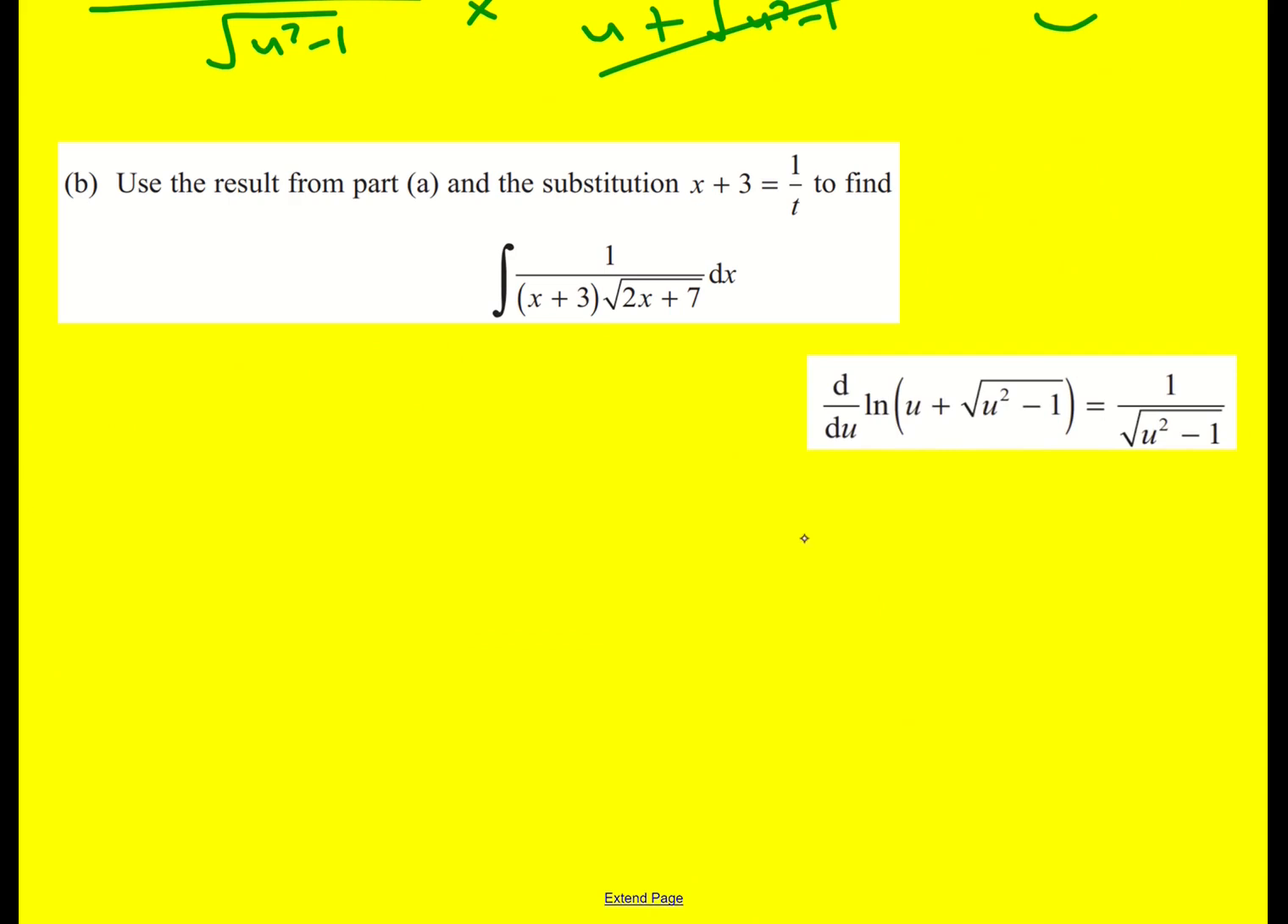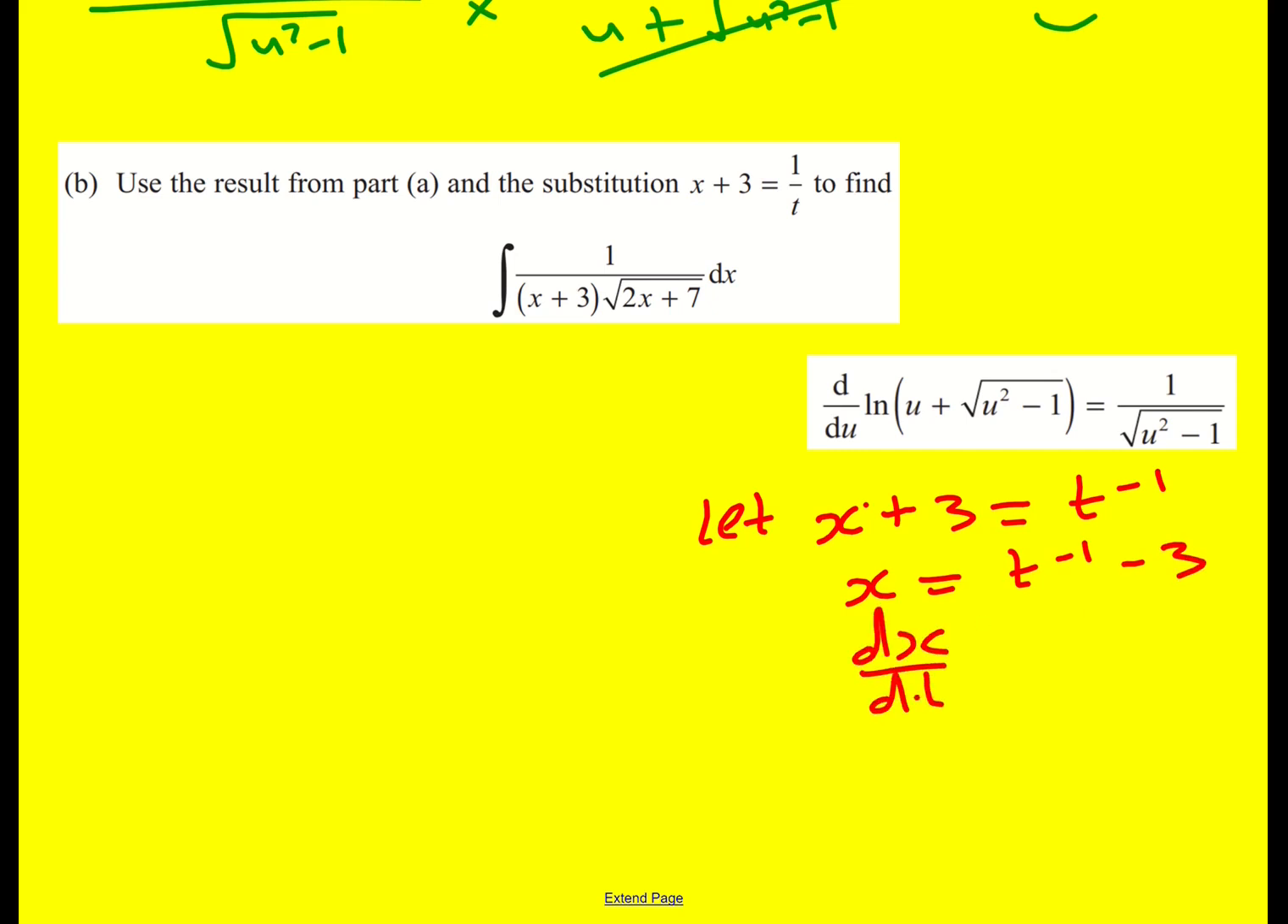Right, the substitution. Let x plus 3 equal t to the minus 1. So x is going to be t to the minus 1 minus 3, and dx by dt is therefore going to be minus t to the minus 2. This dx is going to change to dx by dt times dt using the chain rule.